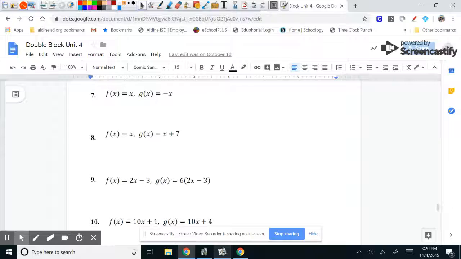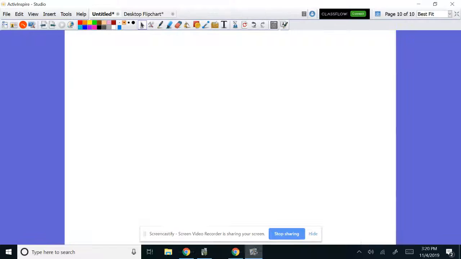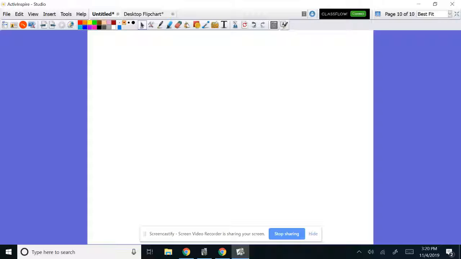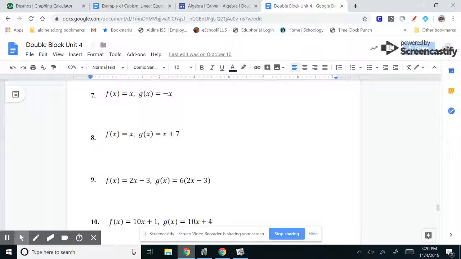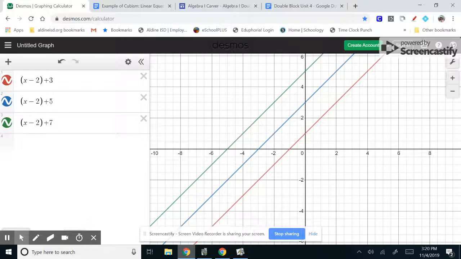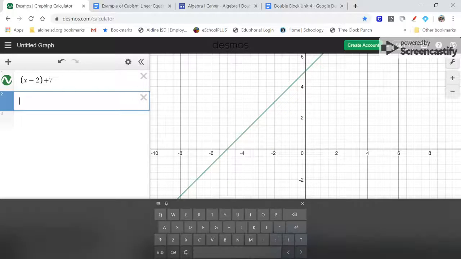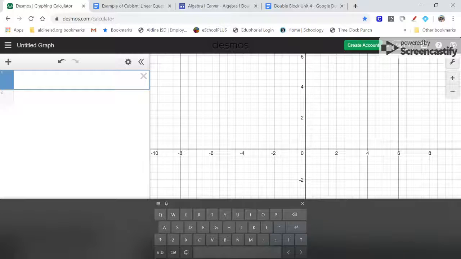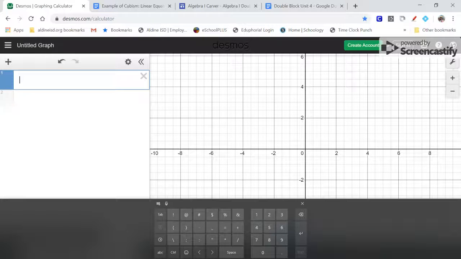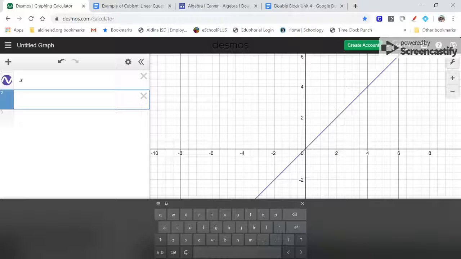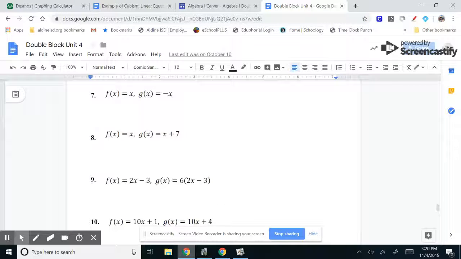Okay, so we're going to do this one. The best way to do this one is to do it on Desmos, to try to see what's going on. So I'm going to hit this arrow so we can go to Desmos. All right, go to Desmos, click this off. The first one is X, so I'm just going to put X, lowercase, press enter, go back to the homework, and it's -X.